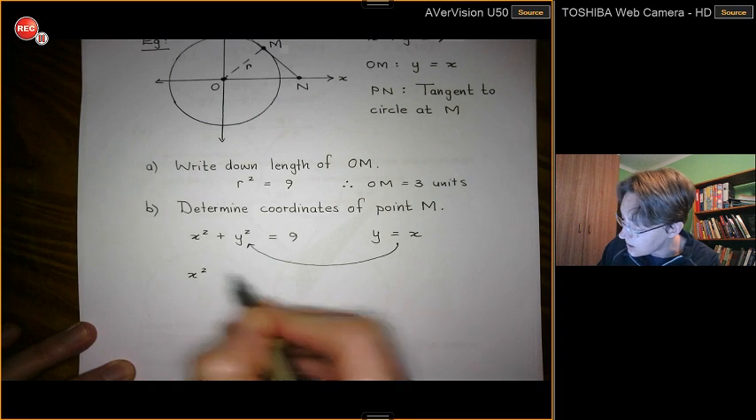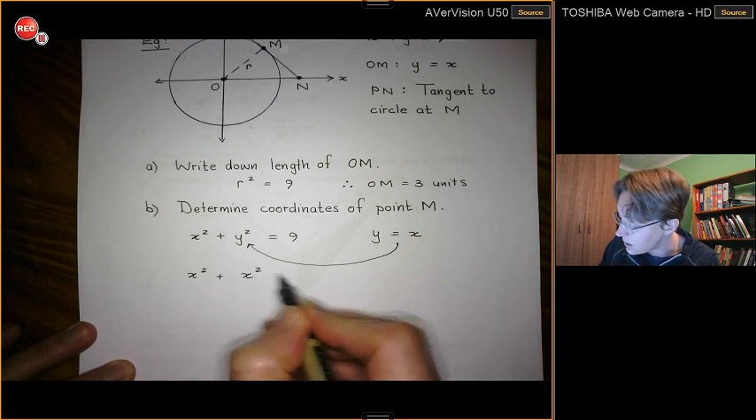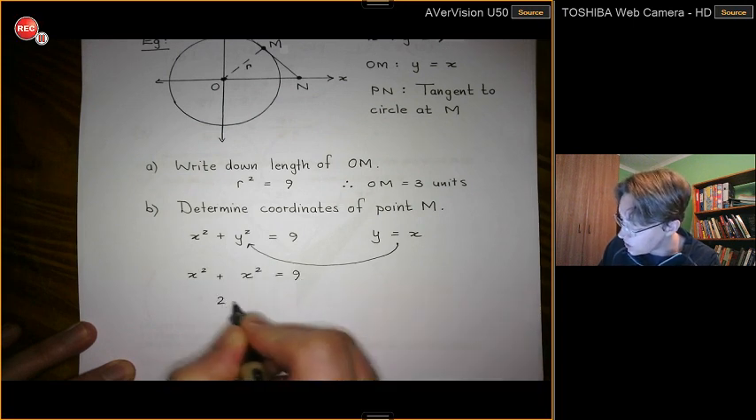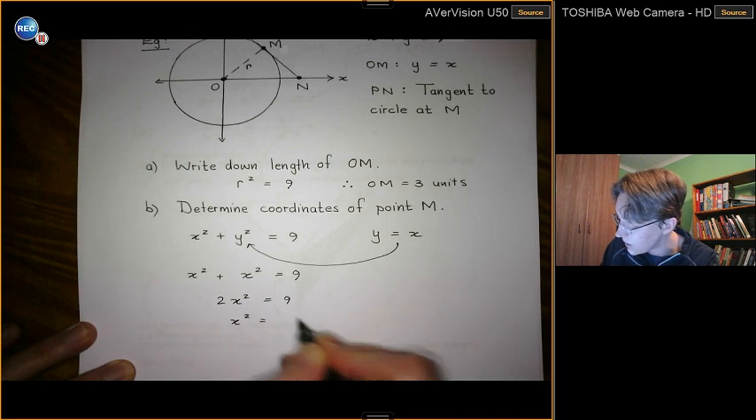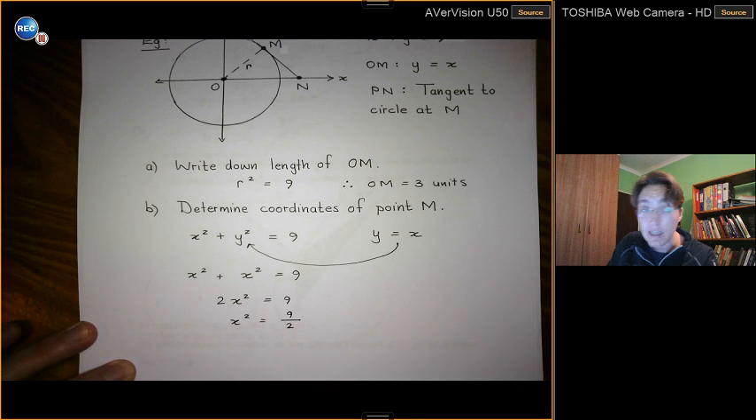So x squared plus x squared is equal to 9, which means 2x squared is equal to 9. So x squared is equal to 9 over 2. And then please remember, when you use the square root, please use the plus minus.